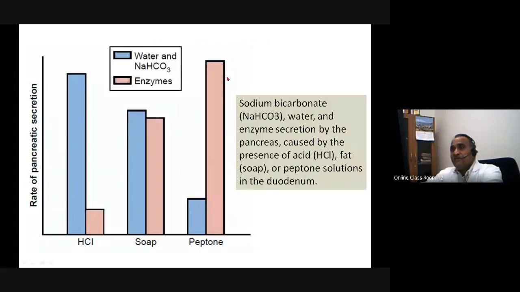Now, here is one of those things, how these two hormones are operating. The presence of HCl in the duodenum produces pancreatic secretion that is water and bicarbonate. See that it is the maximum amount of water. Bicarbonate is produced, and enzymes are very little.